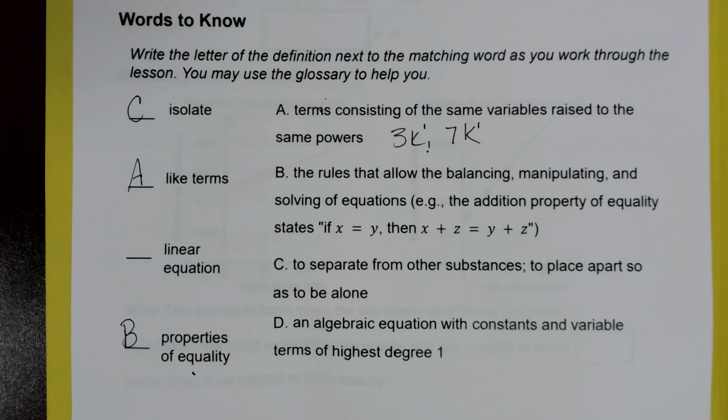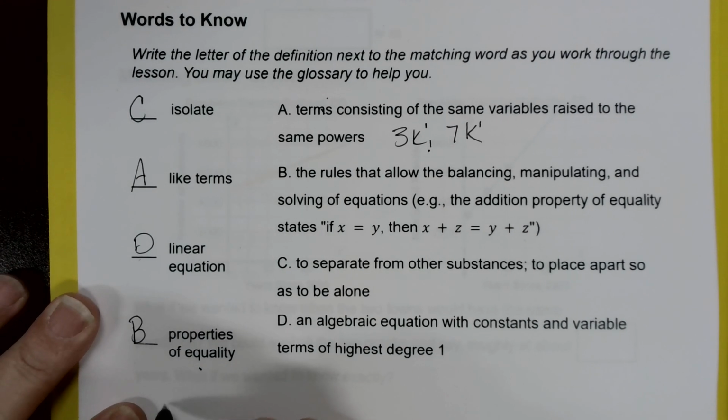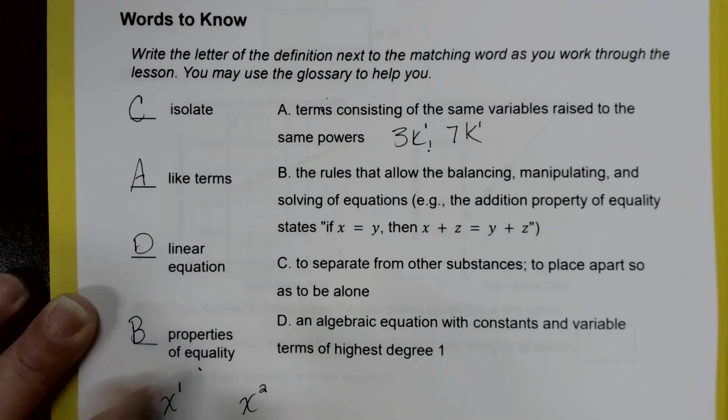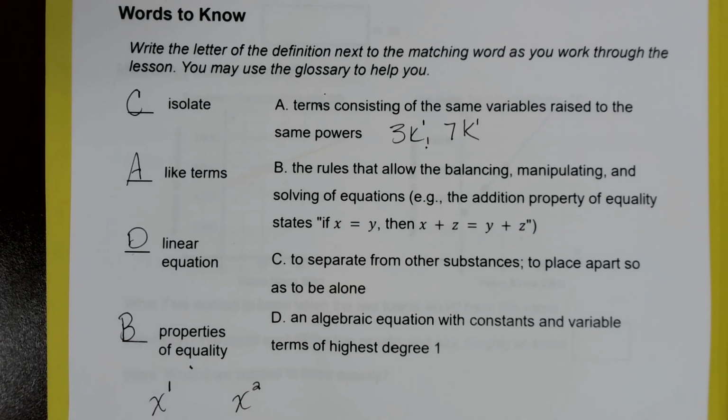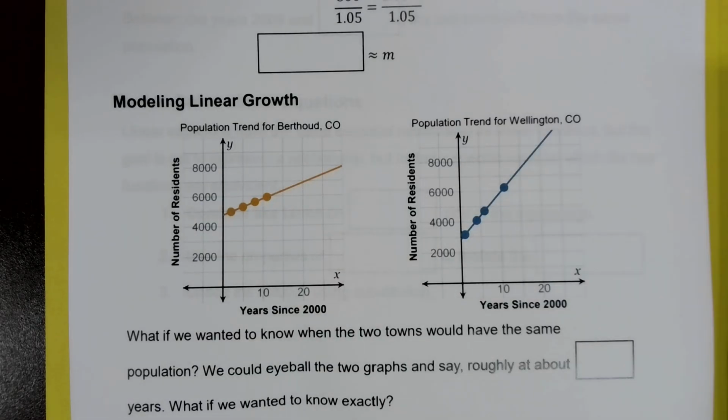And D, an algebraic equation which consists of constants and variable terms of the highest degree 1. Those are linear equations. Remember, x to the 1 is linear, x squared, it just goes on. We'll get into that later again.